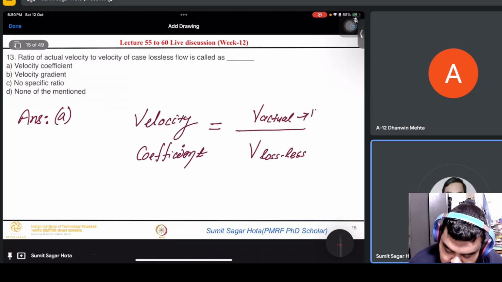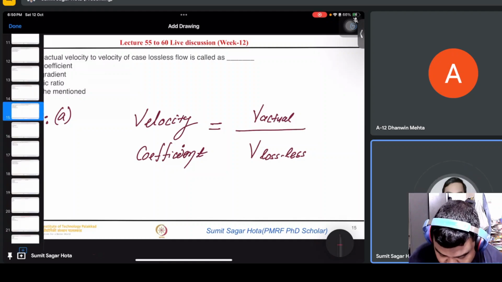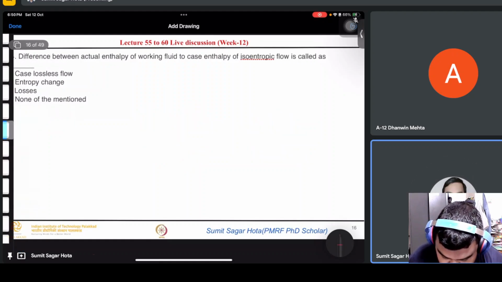Okay, and we cannot directly write it down because it also depends on the working condition. In general, V actual is always greater than V lossless. But it depends on the type of working condition, it can also vary, because it can be that both are equal.